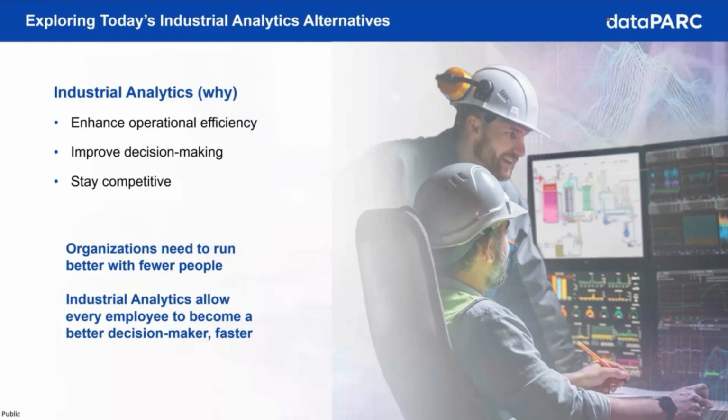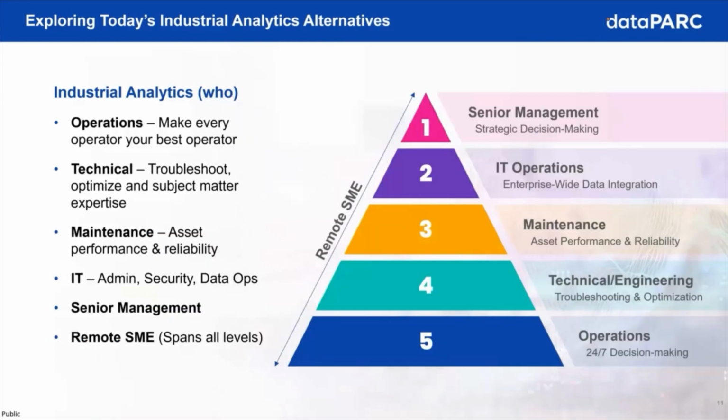And if you think of the different layers of the organization, these are the layers that need to become better and improve at all times. So starting with the operator level, every operator needs to become your best operator. So we have to have an analytic strategy that meets their needs. The technical engineer, data scientists need to have analytics for the troubleshooting and optimization needs that they provide. Maintenance has needs around asset performance management and reliability.